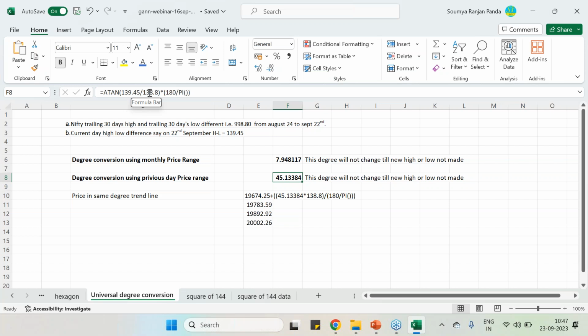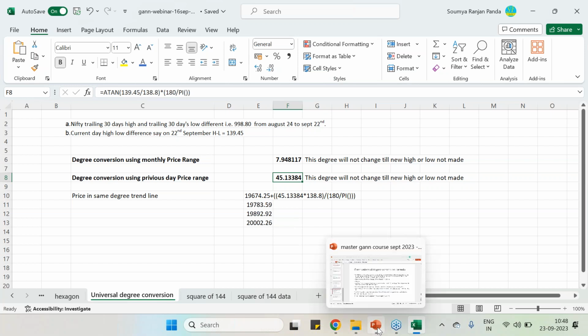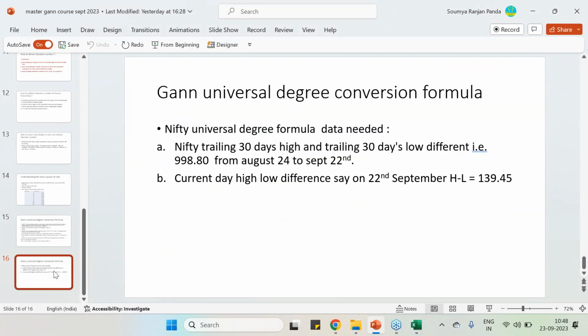45 degree is what? Nifty is at a 45.13 degree trend line. So that is what it is telling. So price in the same degree trend line can be found out in this order. So where you have closed, 19674 added with 45.133 into 138, previous day's price range 138.8, divided by 180 into pi. Using this formula you can get all resistance. Similar way subtracting you will get all support. So this is a universal degree formula.